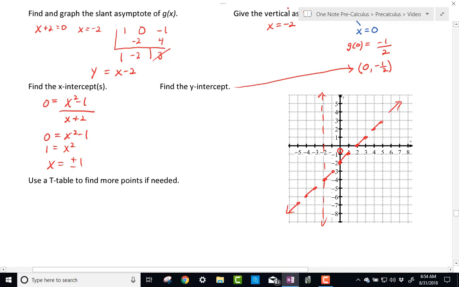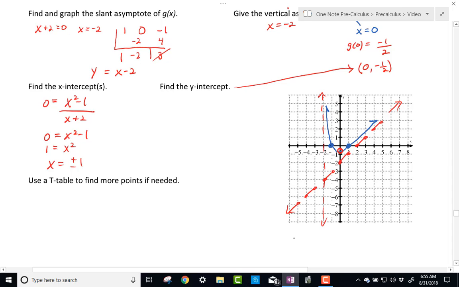So check it out here. I have an x-intercept here at 1, and 1 here at -1. I can see the hole down there. I already know what the right-hand side of this graph looks like. It's going to come down, roll around here like this, and back up against the slant asymptote. That part's done. I don't need any points there.